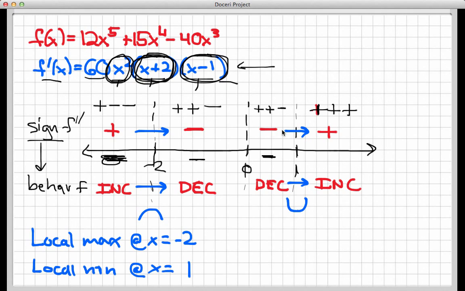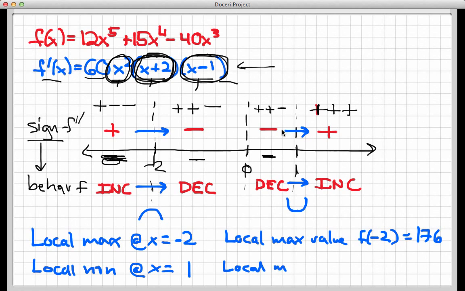Now, what are the values themselves? Well, the local maximum value is what I get when I put that -2 into f to find the height value. So the local maximum value is f of -2, and you can do the calculation on that yourself and get 176 as its local maximum value. And likewise, the local minimum value for f occurs at x equals 1, and the value itself is f of 1, which you can work out to be -13.